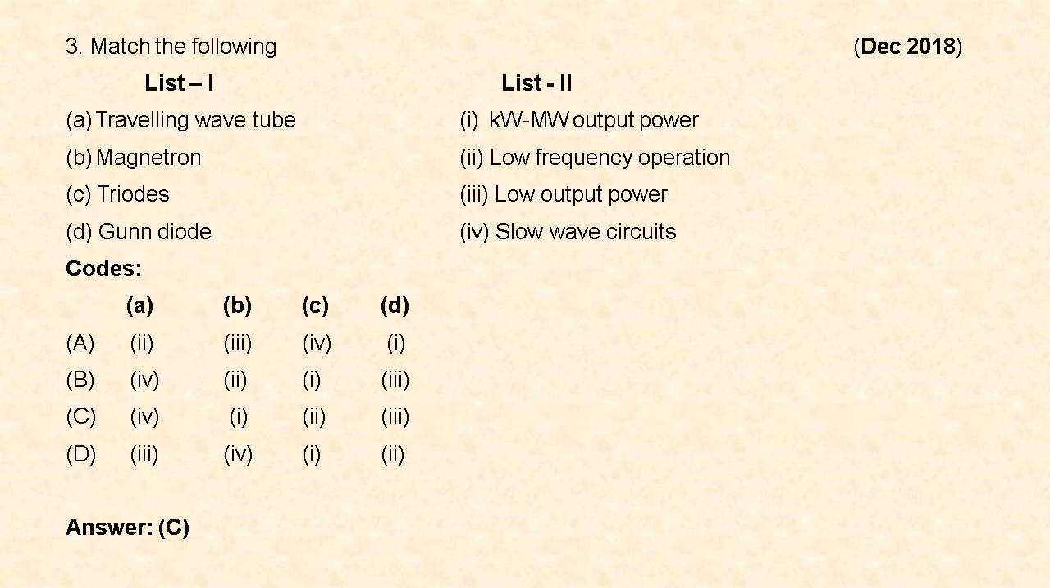Next question. This question was asked in December 2018. It is a match the following type. First, traveling wave tube. We know that traveling wave tube has a slow wave structure. So slow wave circuits is correct. Next, magnetron. We know that the output power of magnetron will be in the range kilowatt to megawatt. Next, triodes. They are suitable for low frequency operation. And then Gunn diode. It provides low output power. So option C is correct.